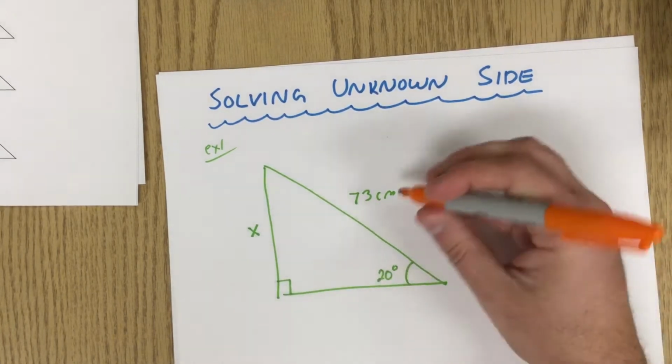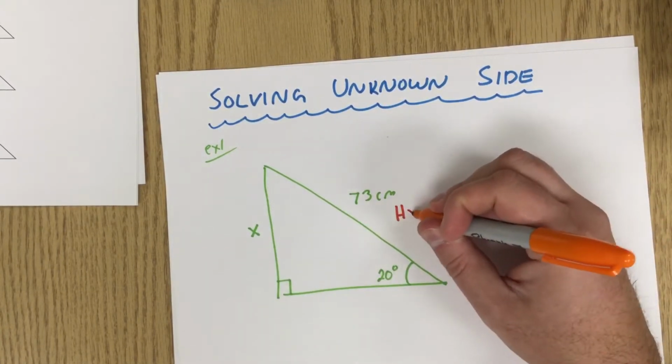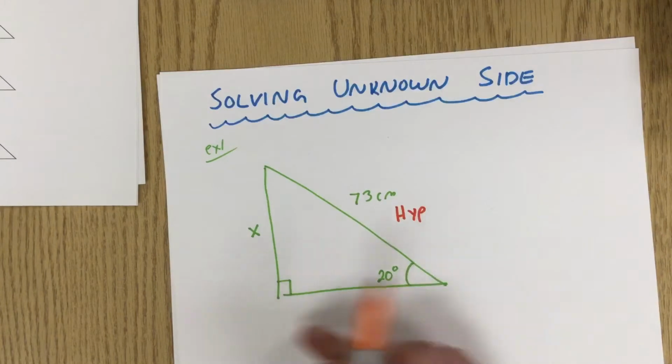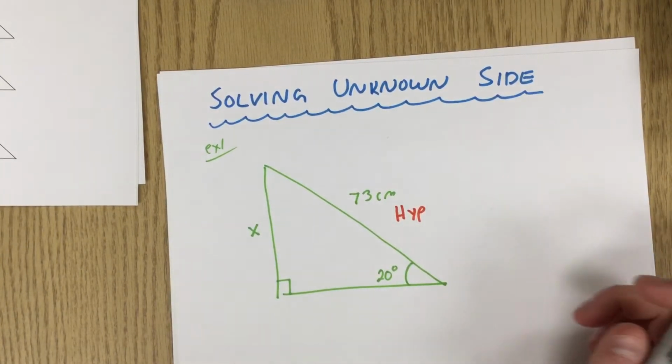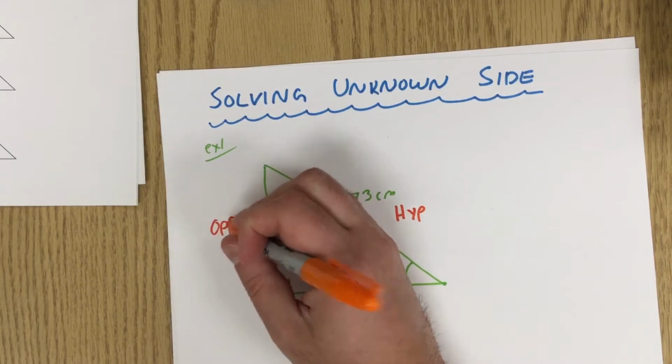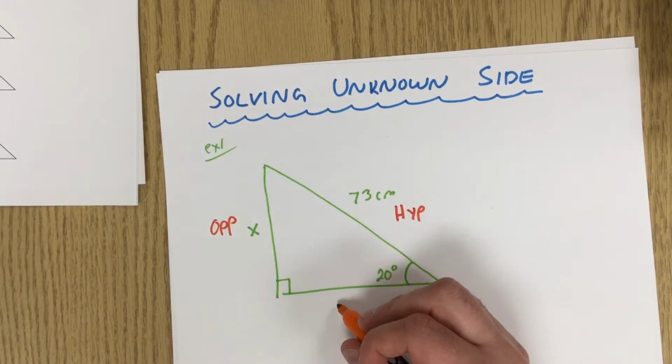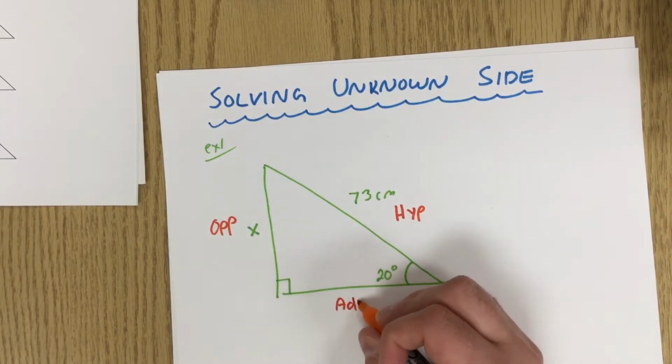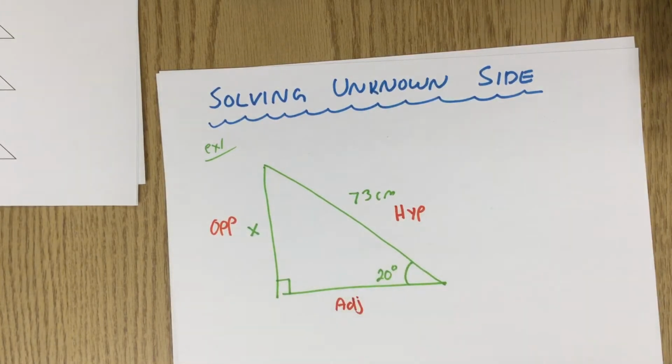The hypotenuse is always going to be this one. The hypotenuse is always across from the right angle. Then we have our chosen angle, so this side becomes the opposite, and this one becomes the adjacent. So: opposite, hypotenuse, and adjacent.